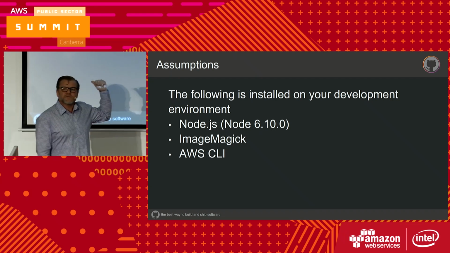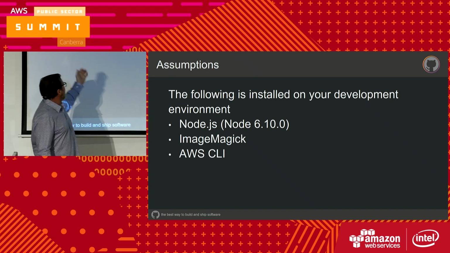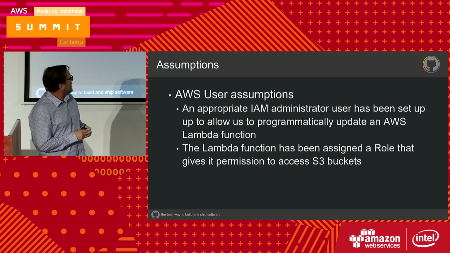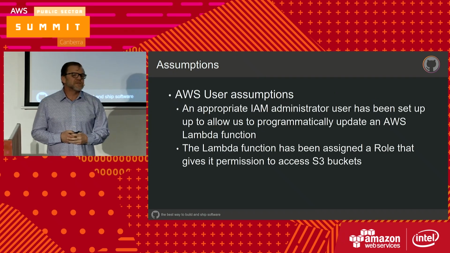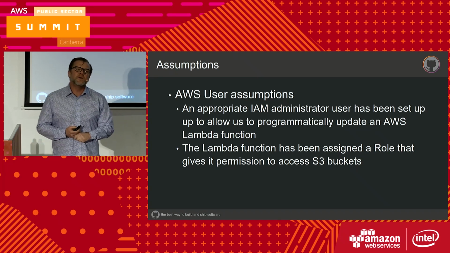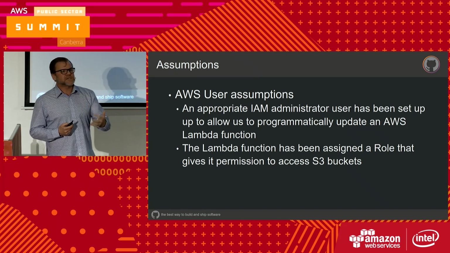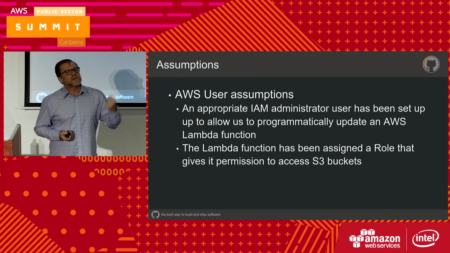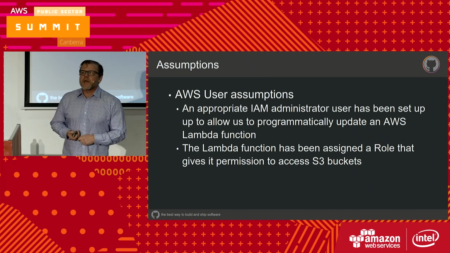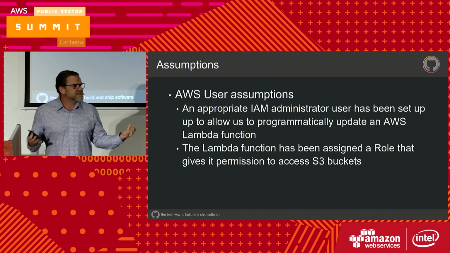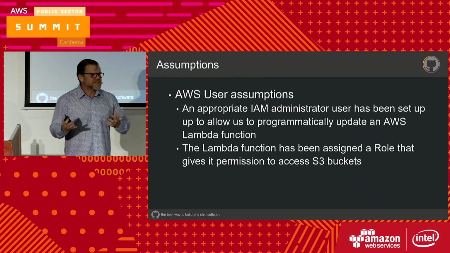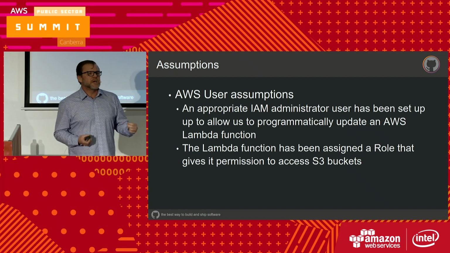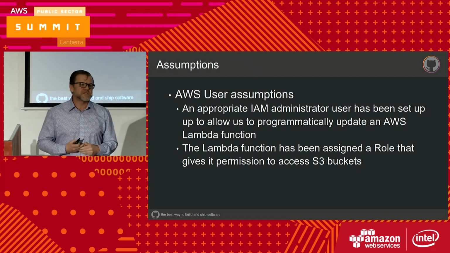I've installed ImageMagick because we're going to just resize an image. And then, obviously, I've installed the AWS command line interface tools. I've also created a user, an administration user, that we're going to use both to test from the command line, as well as used by Jenkins to actually test our deployment processes. And I've also created a role that we're going to assign to the Lambda function that gives it permission to access S3 buckets. Just because you have access to all the AWS stuff doesn't necessarily mean that they automatically talk to each other. It's really important from a security perspective that you make sure that your functions are given the exact permissions they need and no more.